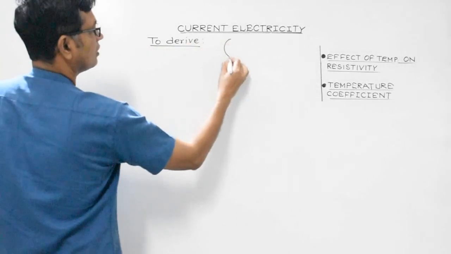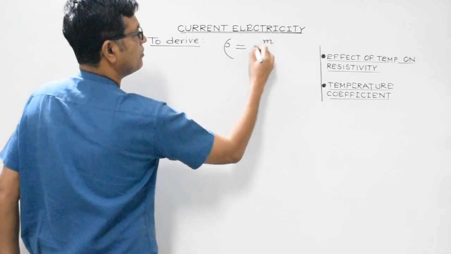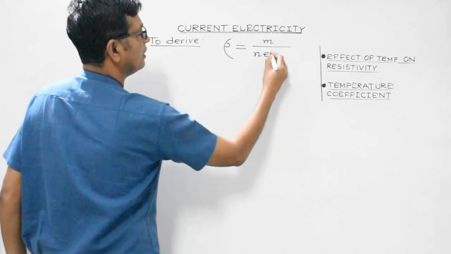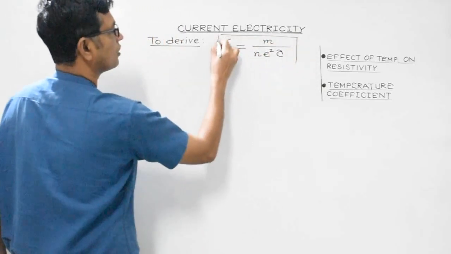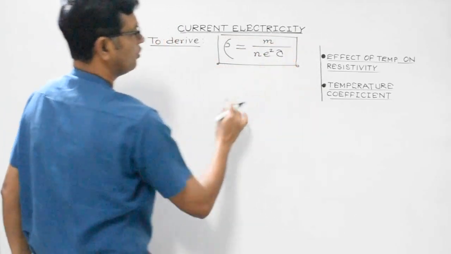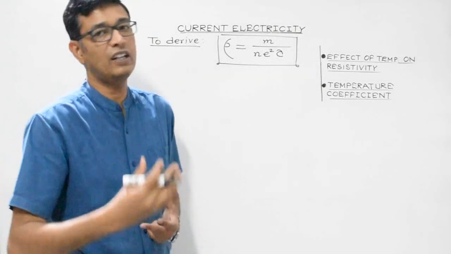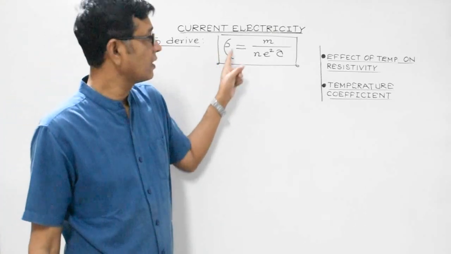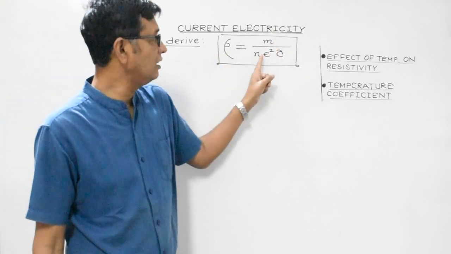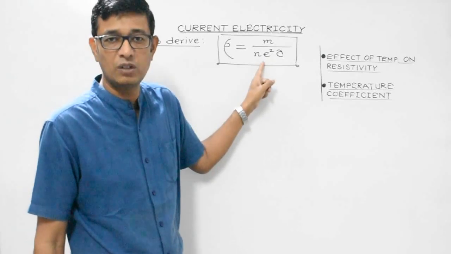The resistivity of the material of a conductor is given by m divided by n e square tau. This is, students, a very important relationship. Actually, while deriving this expression, we will also mathematically verify Ohm's law, right? So rho stands for the resistivity, m is the mass of an electron, e is the electronic charge, which is 1.6 into 10 to the power minus 19 coulomb.